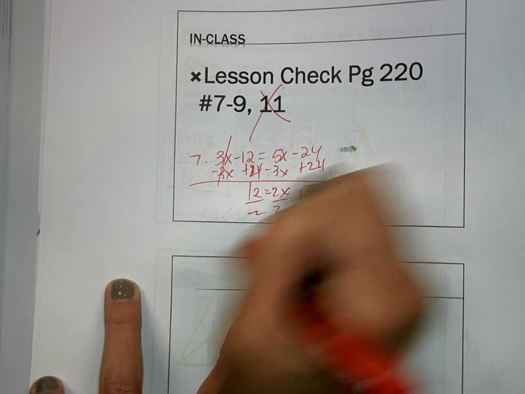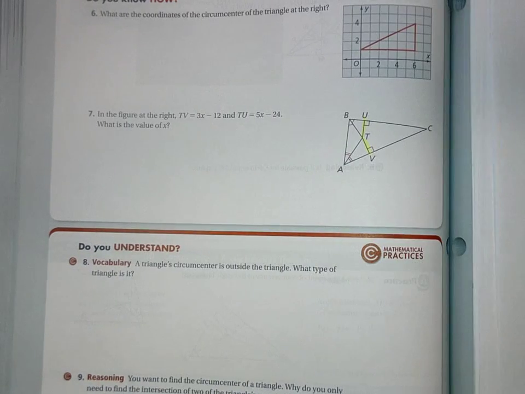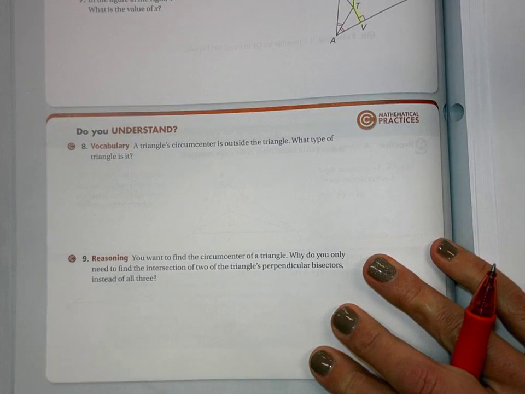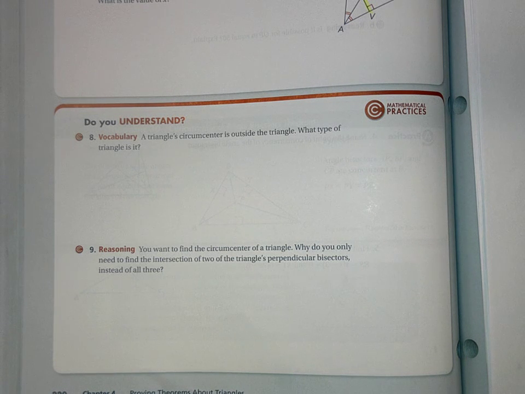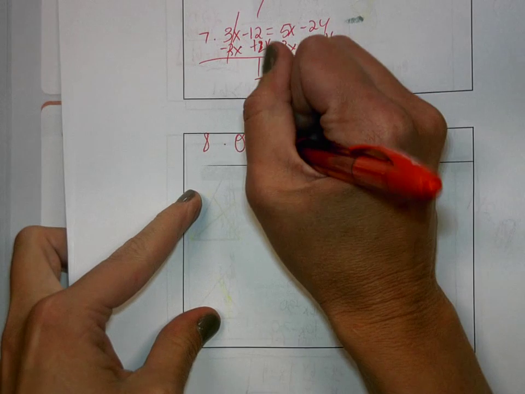Okay, number 8. A triangle's circumcenter is outside the triangle. What type of triangle is it? So we're going to do it like this. Oh no, acute is 1, right is 2, obtuse is 3. So which one is right? Okay, so the correct answer is obtuse. So number 8, it was an obtuse triangle.